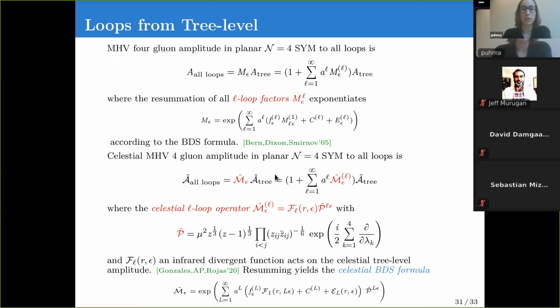So this factor for this L loop factor ML gets replaced by an operator that acts on the tree level celestial amplitude. And this operator, so here this is done in dimensional regularization where epsilon comes from D equals 4 plus 2 epsilon. And so this operator, which replaces this L loop factor, depends on a function of the cross ratios, which, okay, here I denoted it by R, but it's the cross ratio Z that I showed before. It's infrared divergent as you take epsilon to 0.